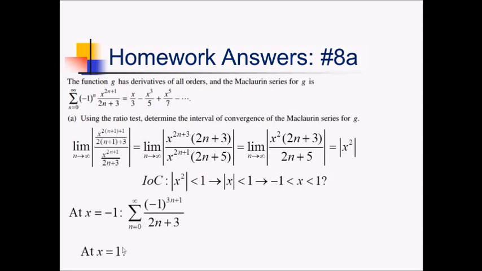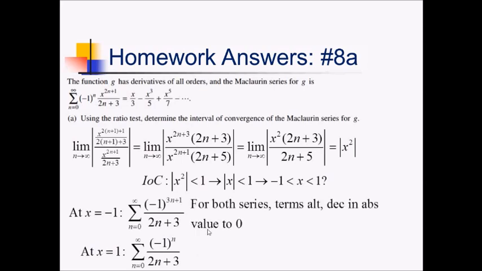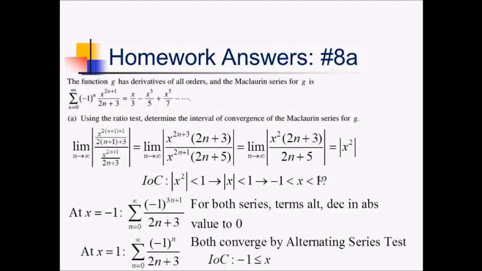So at x equals positive 1 now, this whole term 1 to the 2n plus 1 is just 1, so we can kind of ignore it. We really just have negative 1 to the n over 2n plus 3. Both of these alternate and decrease in absolute value to 0, which means that both endpoints converge by the alternating series test, which means that our true interval of convergence is negative 1 less than or equal to x less than or equal to 1.